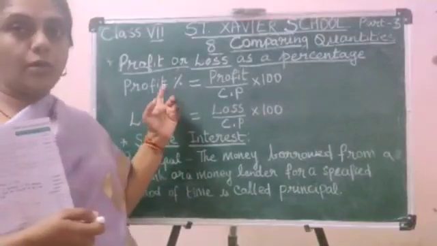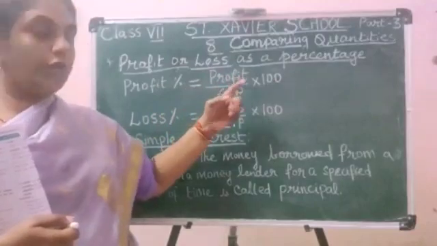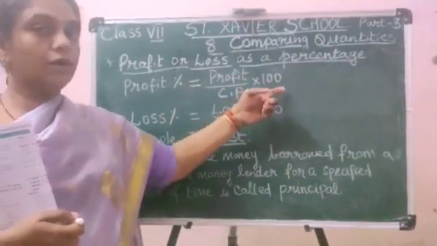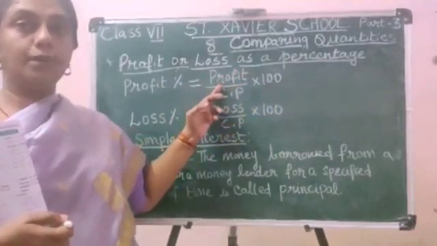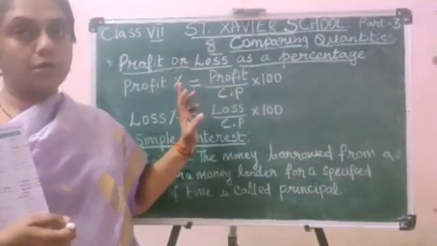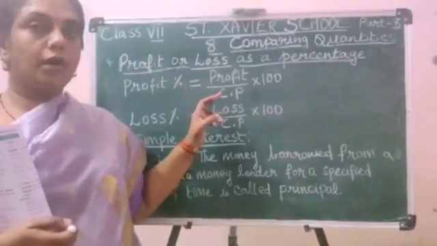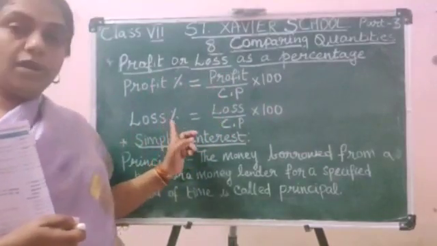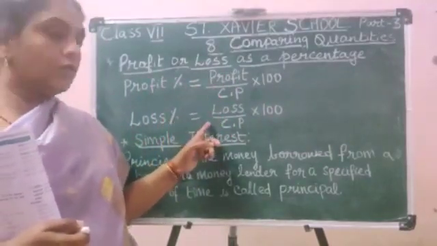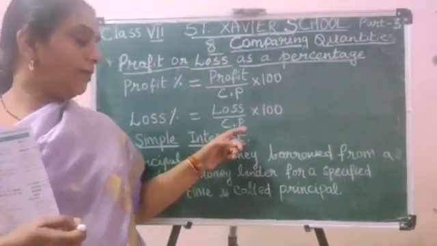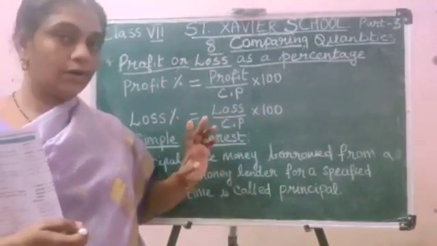The formula is profit percentage equals profit by cost price into 100. This profit will be in rupees, divided by cost price. CP is cost price. Always, profit percentage will be calculated only on the cost price. Similarly, loss percentage equals loss divided by CP into 100.